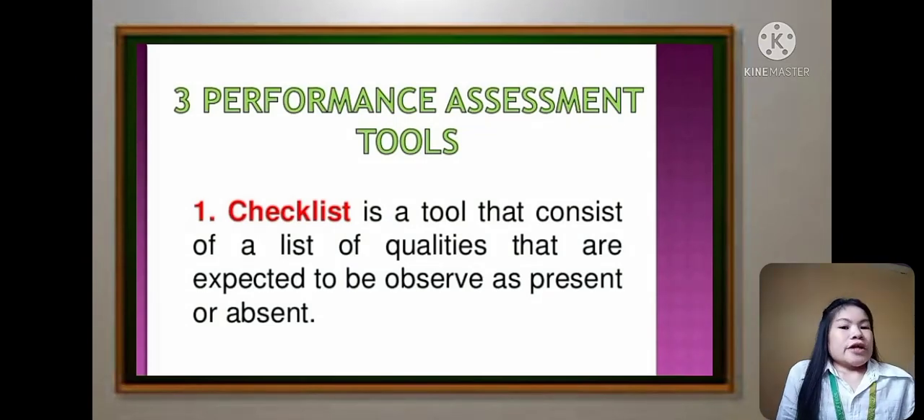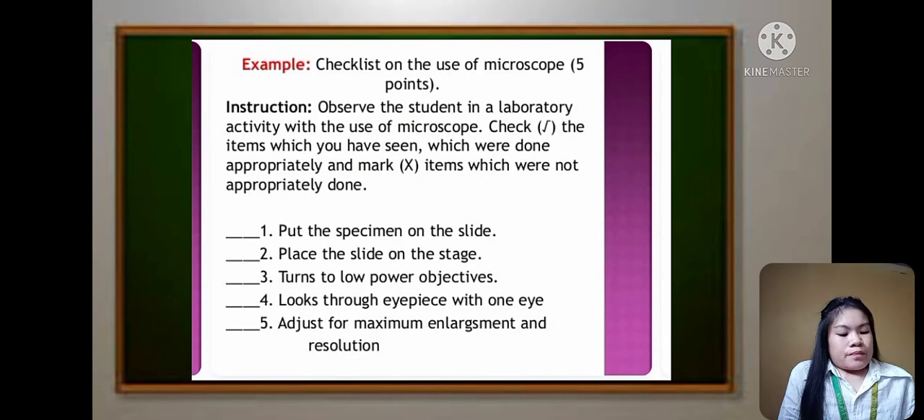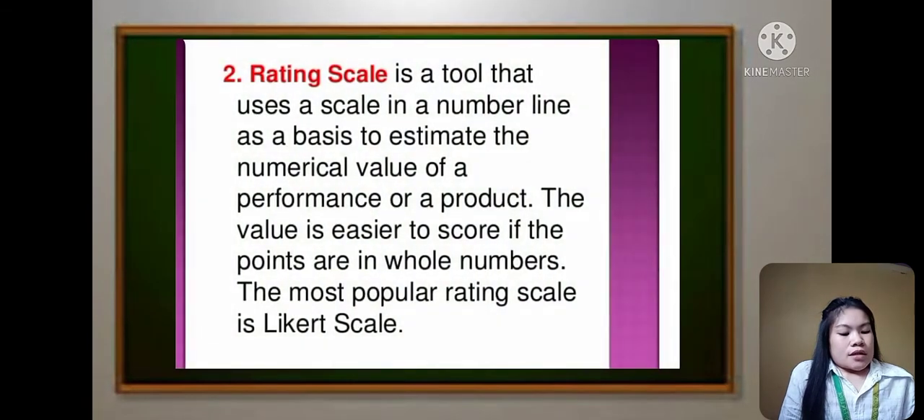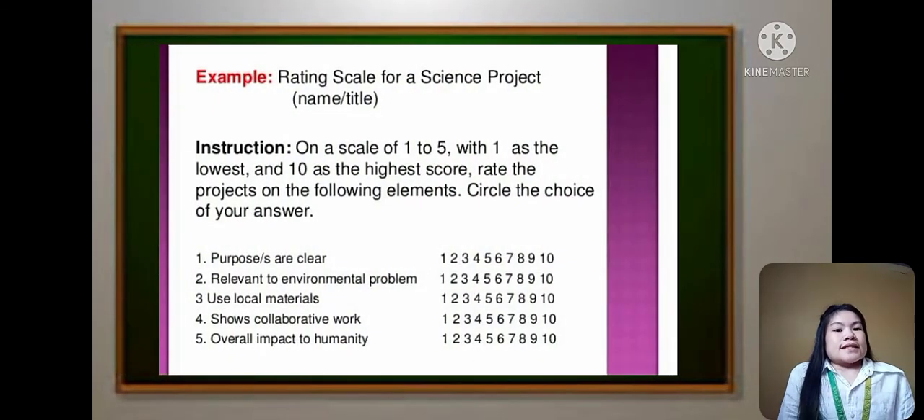Number one, checklist. Checklist is a tool that consists of a list of qualities that can be observed as present or absent. Number two, rating scale. Rating scale is a tool that uses a scale in a number line as a basis to estimate the numerical value of a performance or a product. The value is easier to score if the points are in whole numbers. The most popular is the Likert scale. Example, a rating scale for a science project.